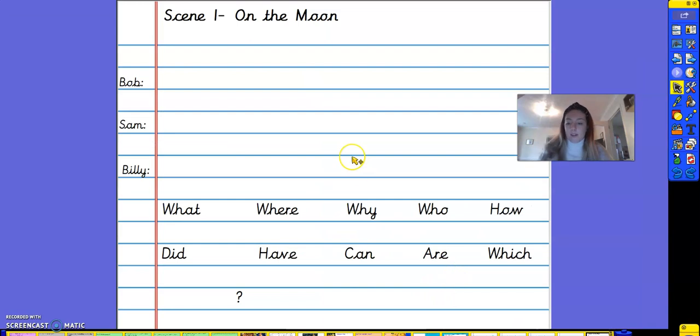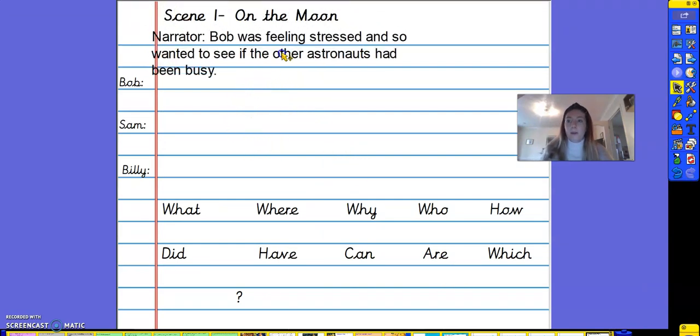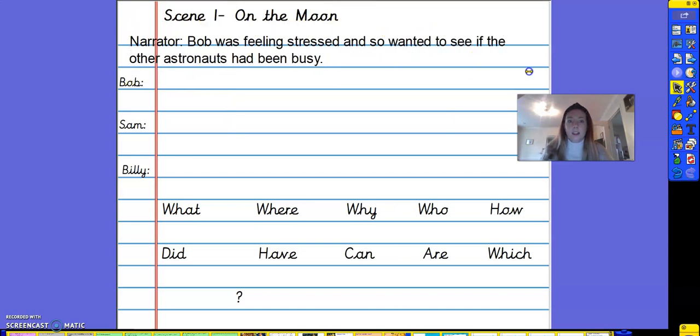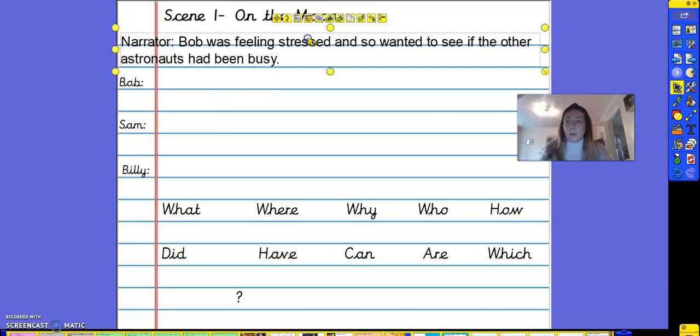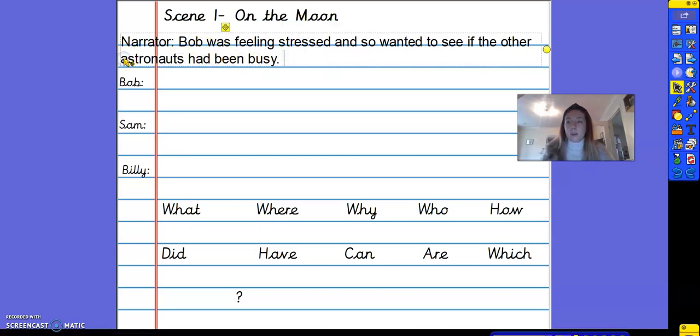So we might want to have a narrator for Man on the Moon, and we might have the narrator saying, Bob was feeling stressed, so wanted to see if other astronauts had been busy. So the narrator's telling us that Bob's feeling a little bit stressed, and then Bob would go into asking his question. So your challenge is to also see if you can include the scene and a narrator as well.